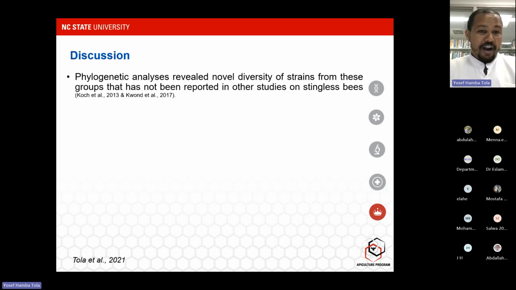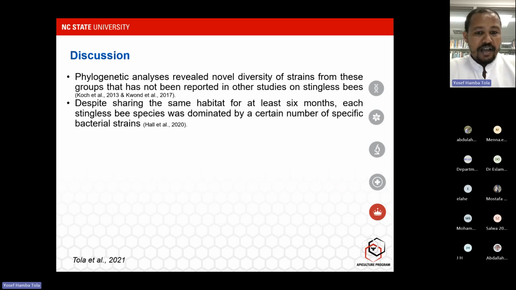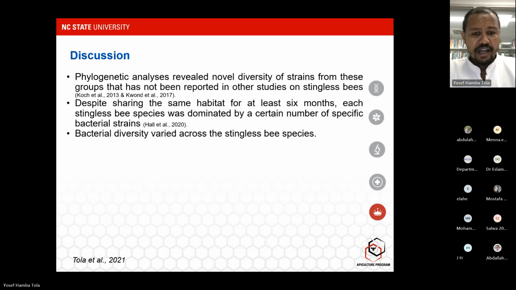And for this one, I wanted to highlight a little bit: we found the phylogenetic diversity revealed novel diversity of strains from this group that have not been reported in other studies on stingless bee species. Despite sharing the same habitats for at least 6 months in our apiary, each stingless bee species is dominated by a certain number of specific bacterial strains.